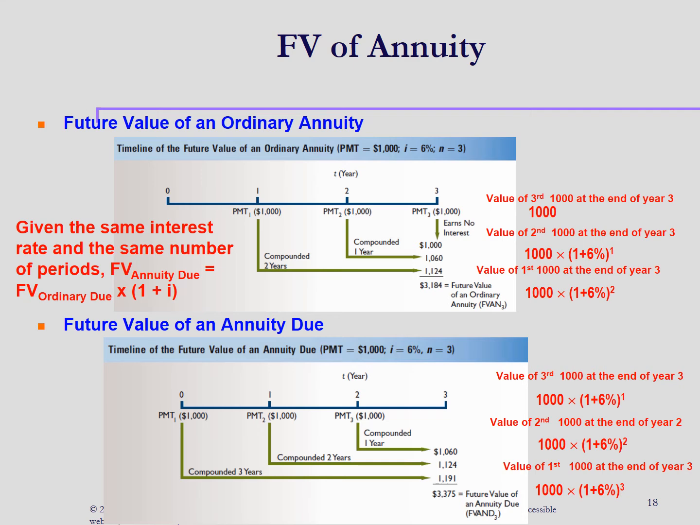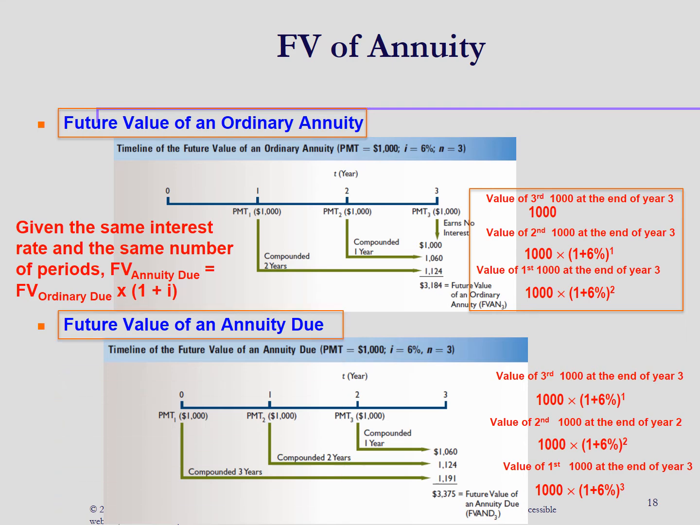The upper panel gives an example of future value of an ordinary annuity. The future value is the sum of future value of each annuity payment. The lower panel gives an example of future value of an annuity due. The future value is the sum of future value of each annuity payment. Now, for the upper panel, if we multiply the future value of each annuity payment by 1 plus 6%, we will get the same result as shown in the lower panel.